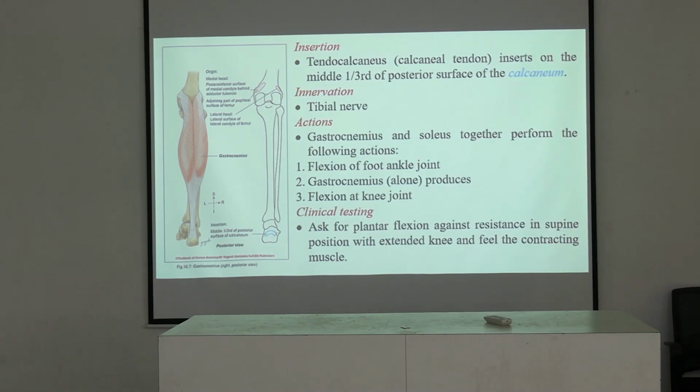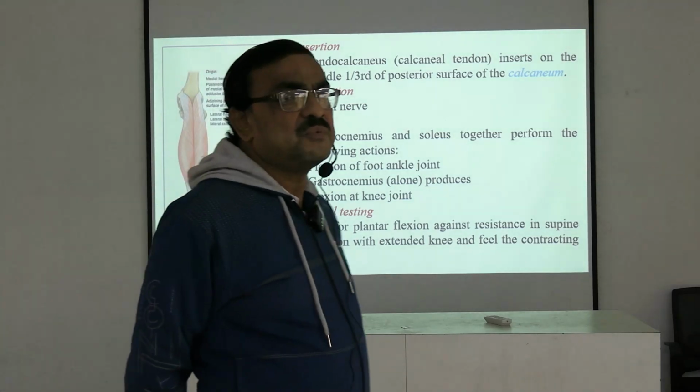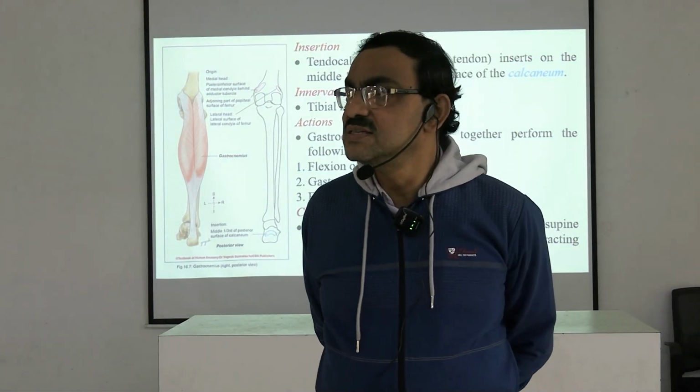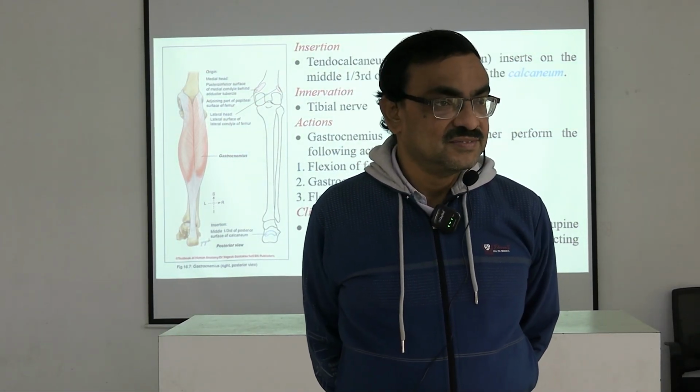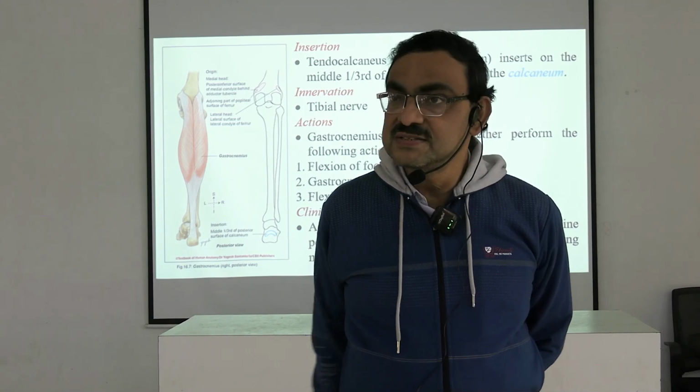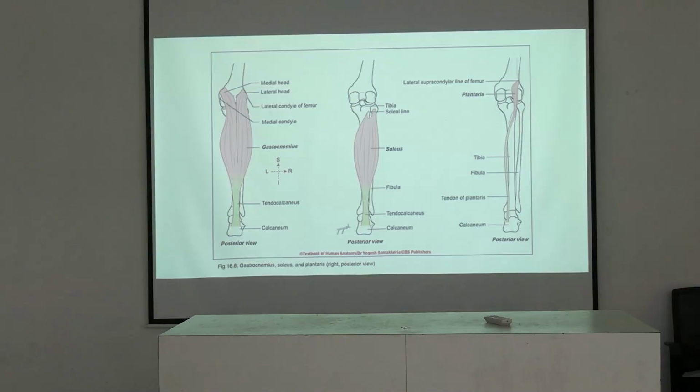What is the innervation? In between the superficial and deep muscles, we are getting the tibial nerve. So the tibial nerve will supply all these muscles of the leg. Okay. So innervation is very much apparent. So this is the gastrocnemius on this side, and below the gastrocnemius we get the soleus, which looks like a sole, and these two muscles form a single tendon which is called the tendocalcaneus or tendo Achilles.